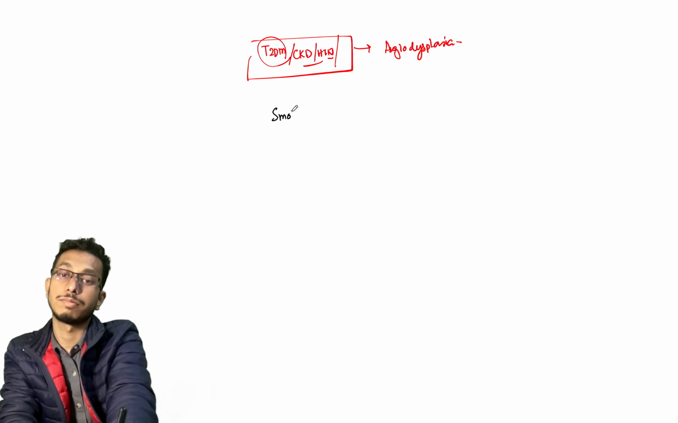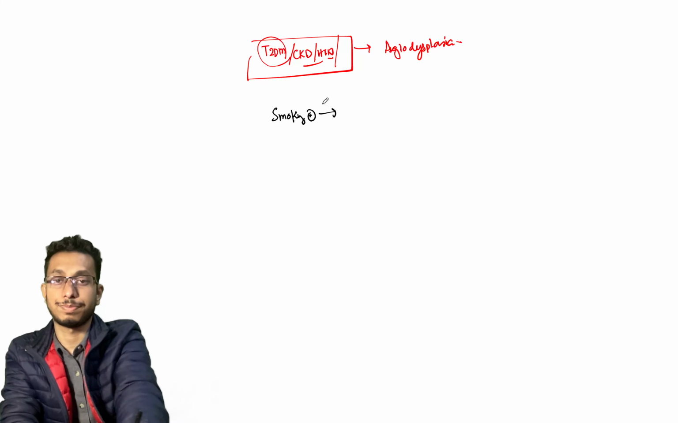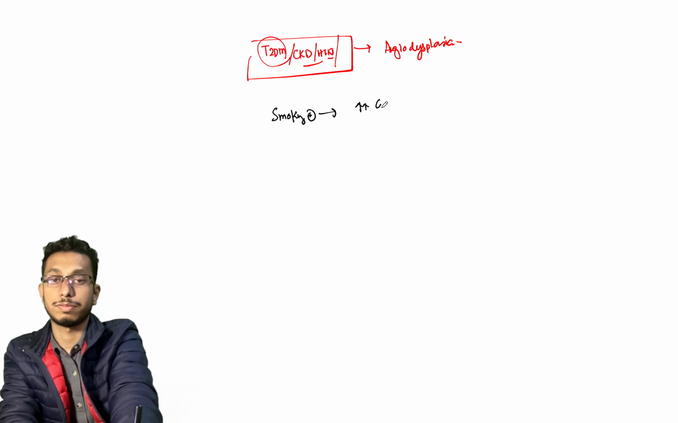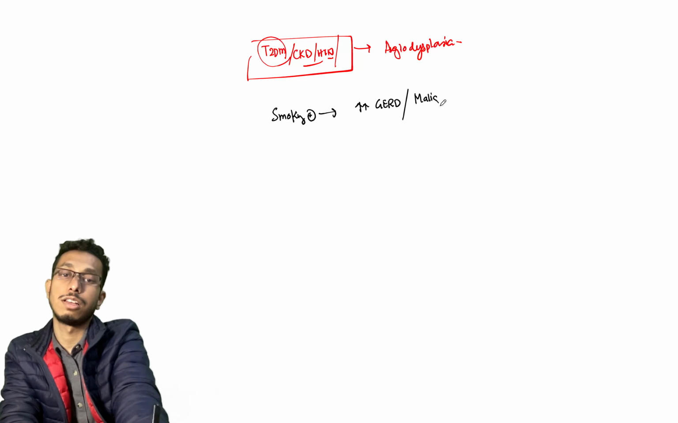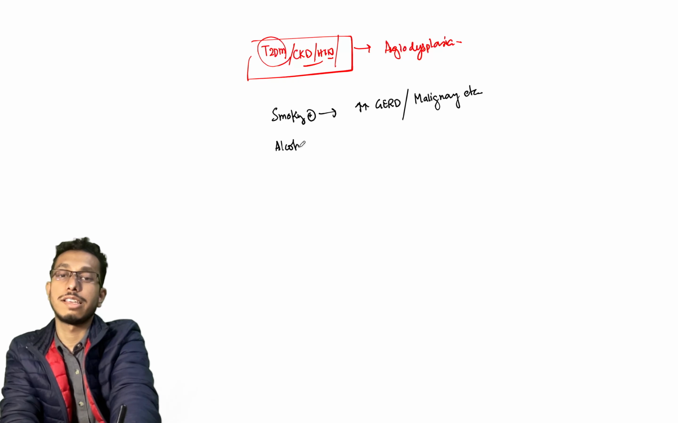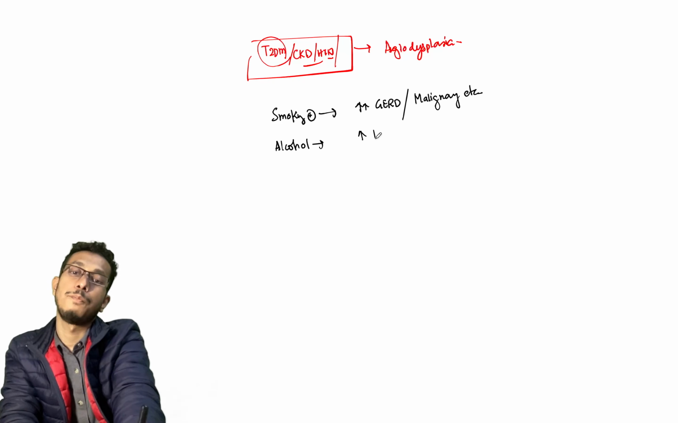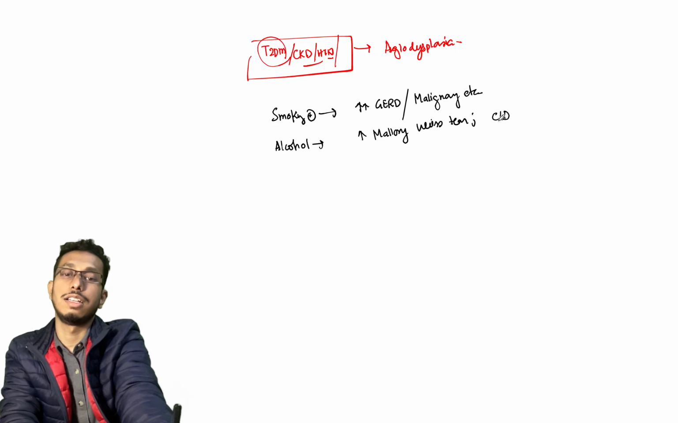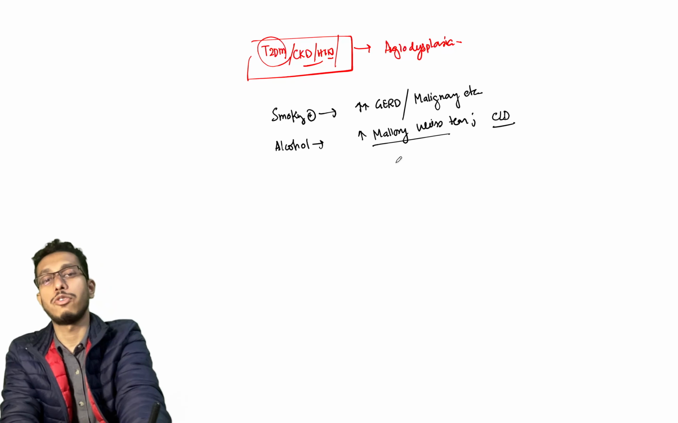Smoking, as you know, increases the risk for gastroesophageal reflux disease, malignancy, etc. And alcohol increases the risk of Mallory-Weiss tear, as well as alcohol related chronic liver disease. Here it should be remembered that Mallory-Weiss tear, being a mucosal tear, usually has a very good prognosis in nature.